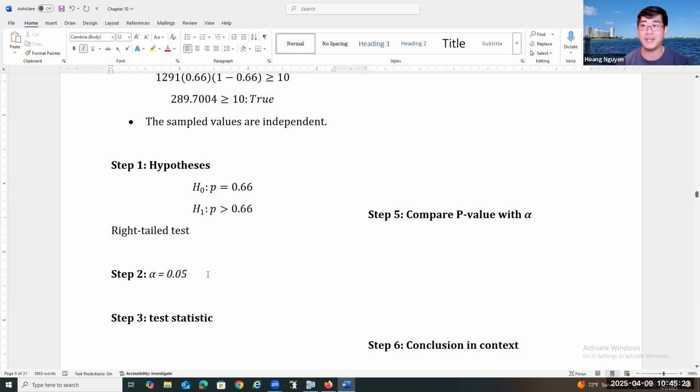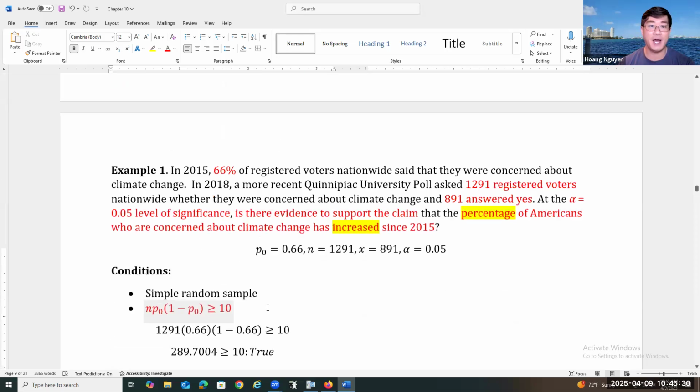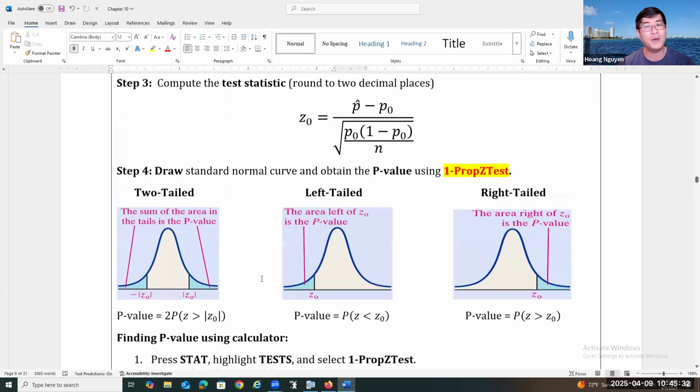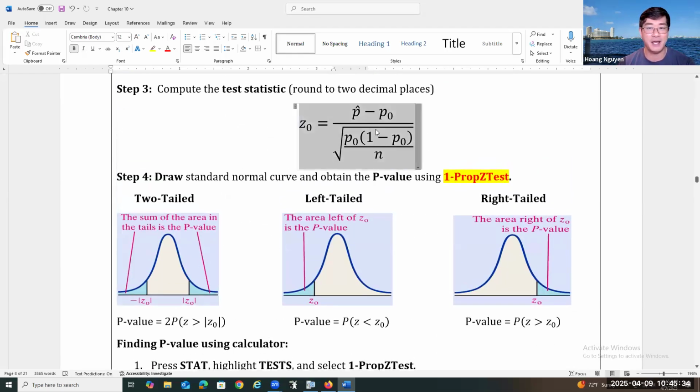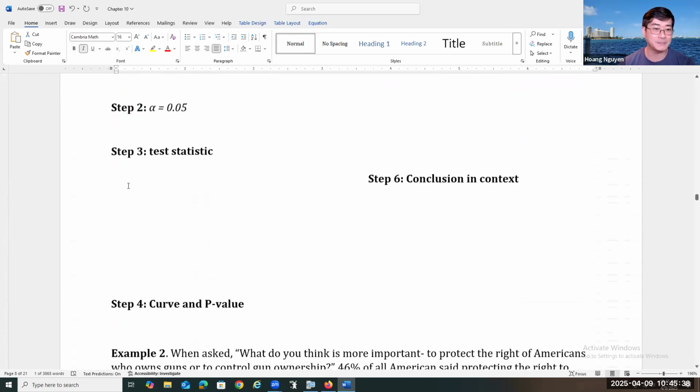Okay, so step number two is done. Now we're ready to move on to step number three, right? For step number 3, we're going to calculate a test statistic by hand, or you can actually use a calculator later to double check this answer. So it's going to be up to you.